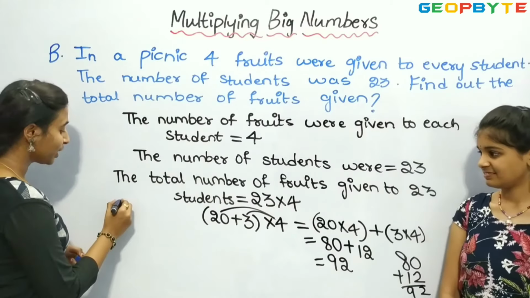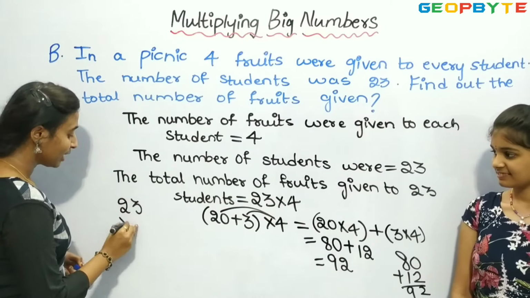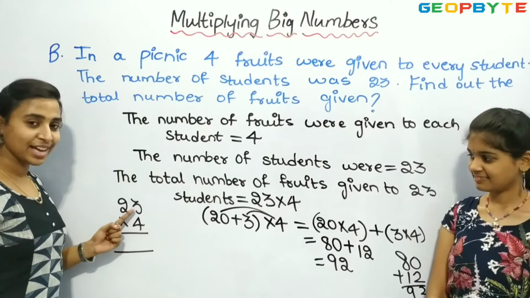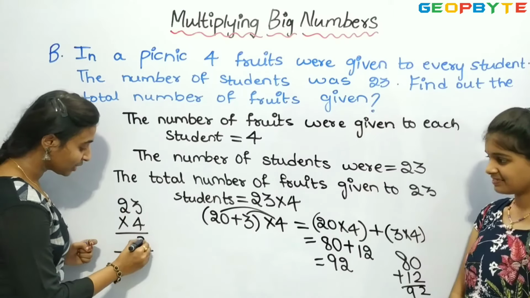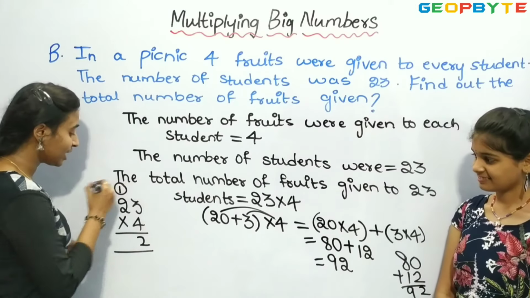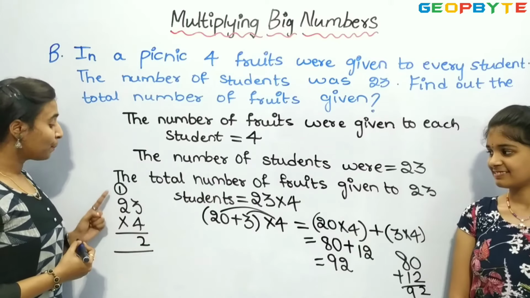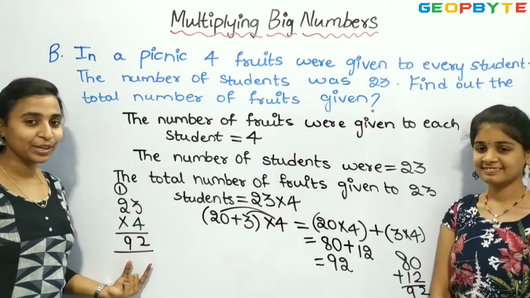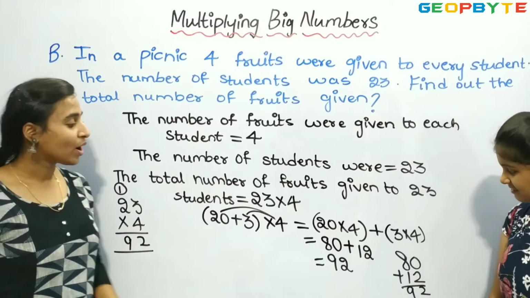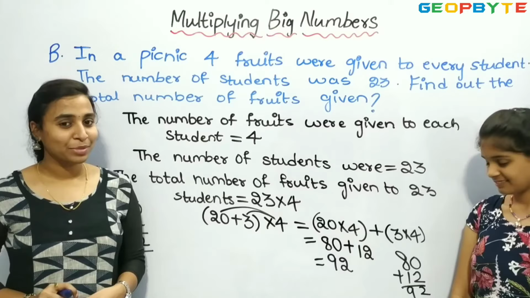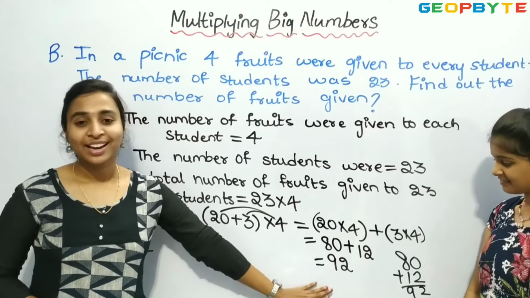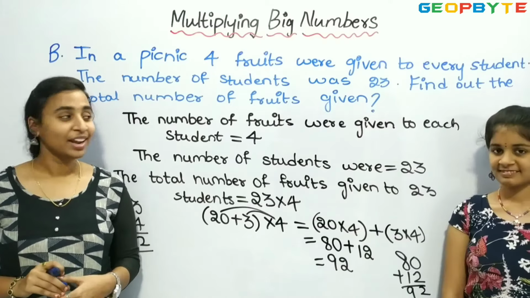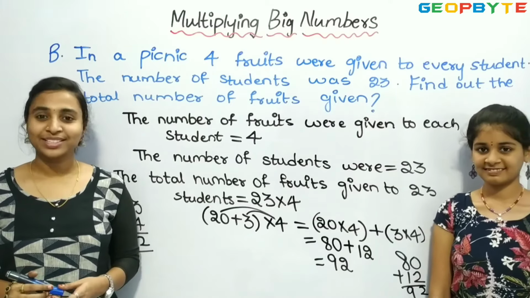Another method we can do is 23 into 4. Now 4 3s are 12. So we can write 2 here and carry 1 here. 4 2s are 8. Plus 1, 9. So 23 into 4, 92. We can directly do like this or follow this simplification method. So finally we got 92. Children, a total of 92 fruits are given to 23 students in a picnic.